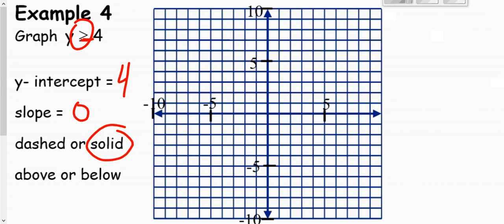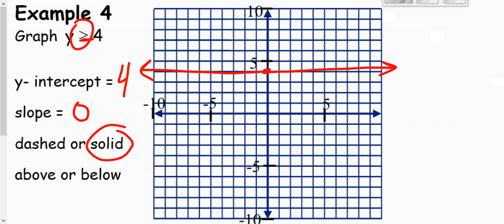So, would this line be a horizontal or vertical line? This is going to be a horizontal line. We're going to go to where the y-intercept is. And then remember, this is on the y-axis, so our line is going to be parallel to the x-axis, like this.